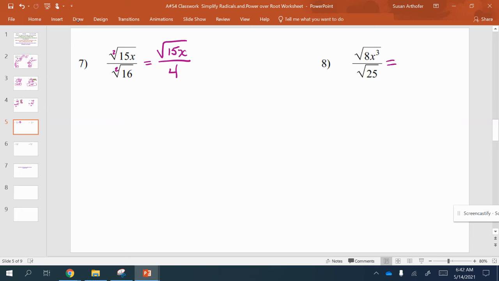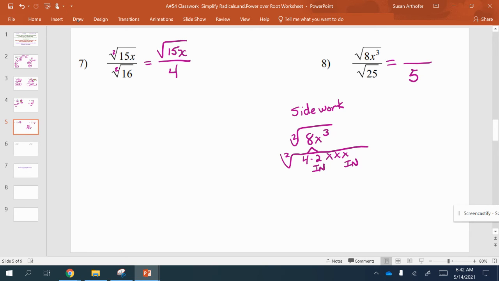Okay, for number 8, square root of 25 on the bottom, 5 is out. Now for the square root of 8x cubed, I'm going to do that on the side. Can I break up 8 in order to get a square root out? I can break that into 4 times 2. The x's I can write out. So who's out and who's in? 2 would stay in. One of the x's would stay in.